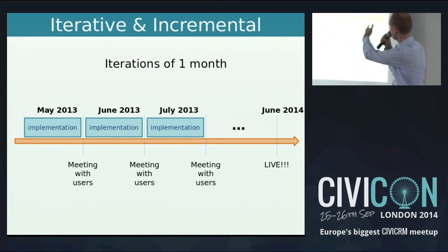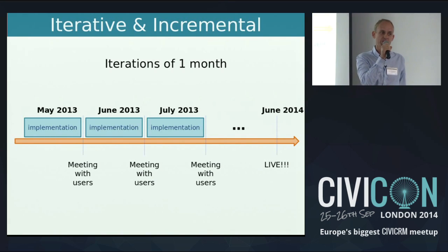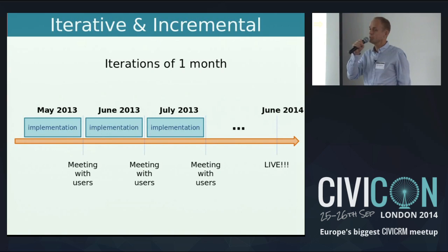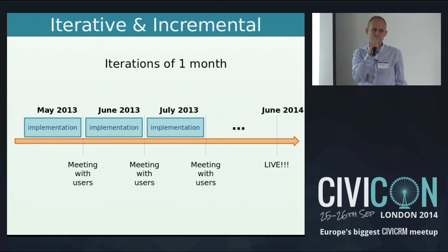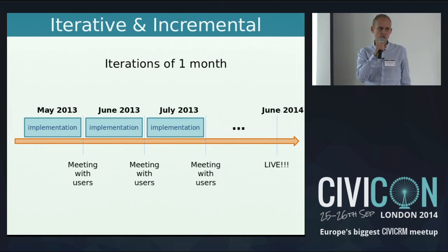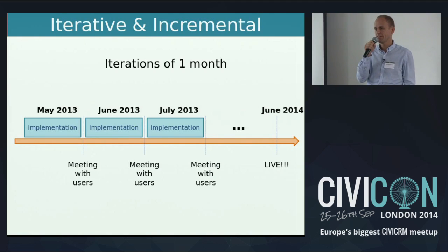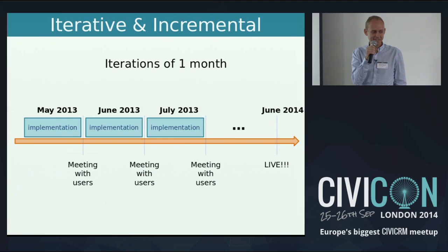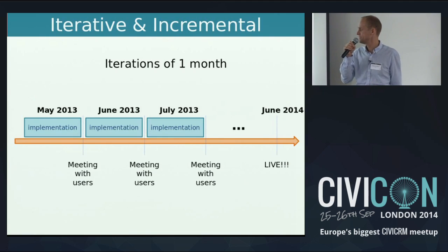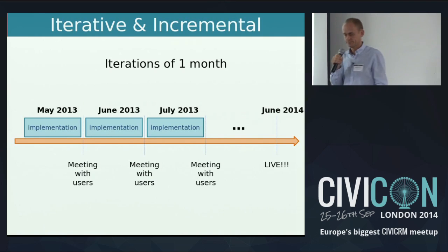And then we went live in June 2014. So it took us more than 1 year to do the migration, but we couldn't work full time on this project because we have other things to do at the company. So I think we worked, depending on the period, 1 day a week, 2 days a week, sometimes 4 days during 1 year.